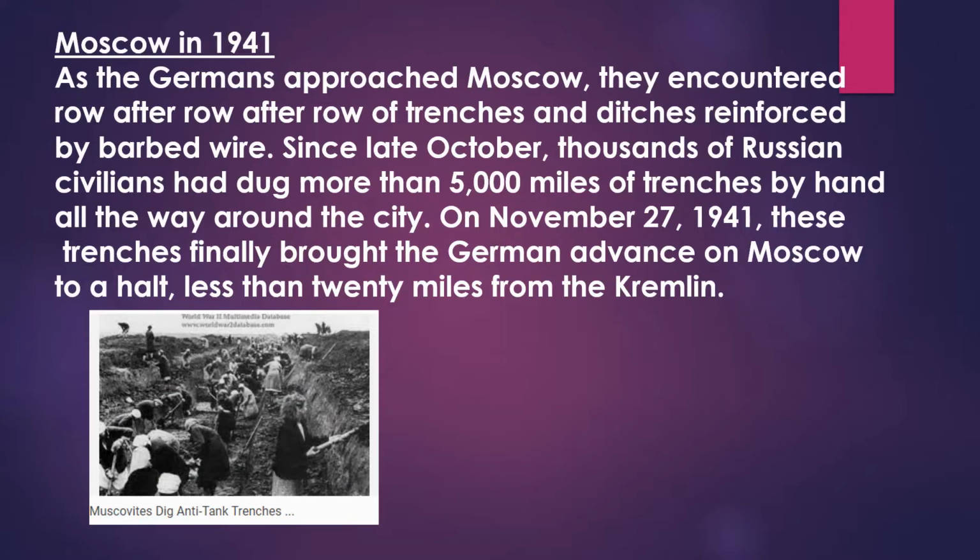Moscow in 1941. As the Germans approached Moscow, they encountered row after row of trenches and ditches reinforced by barbed wire. Since late October, thousands of Russian civilians had dug more than 5,000 miles of trenches by hand all the way around the city. On November 27, 1941, these trenches finally brought the German advance on Moscow to a halt, less than 20 miles from the Kremlin.